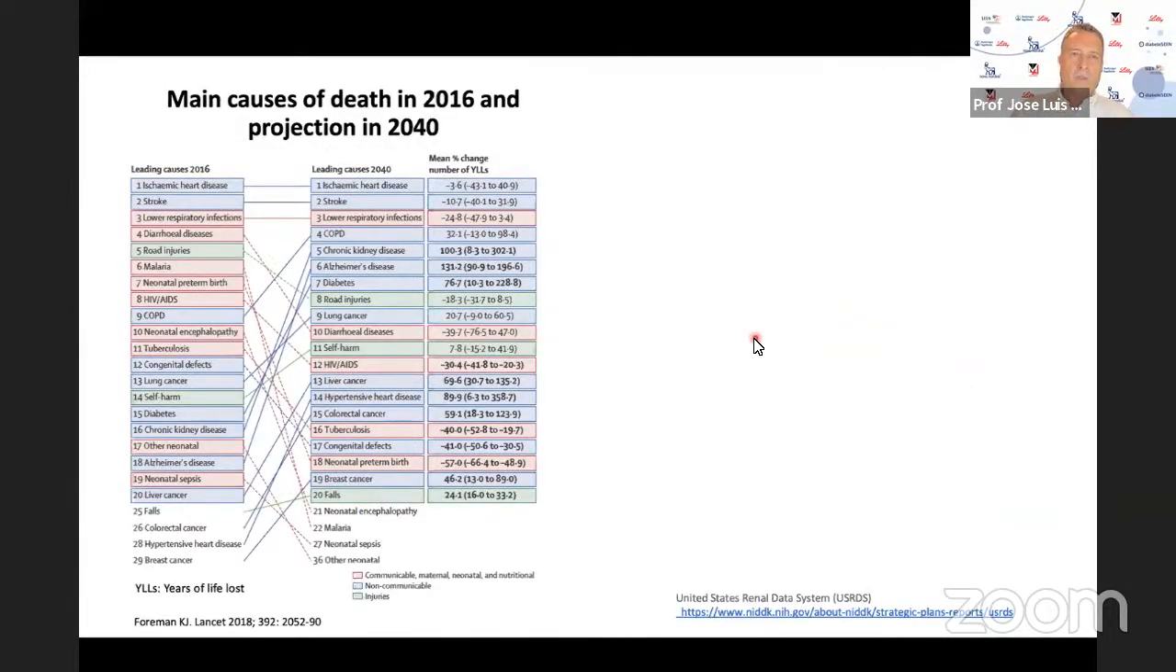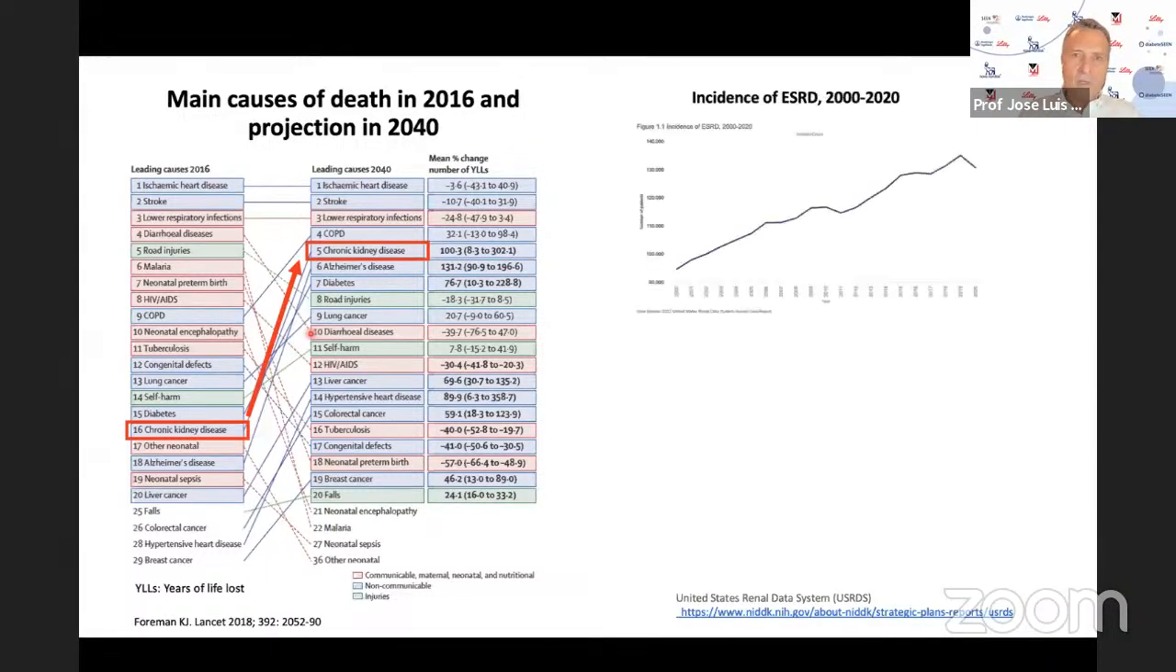And this is the change among the main causes of death in the world. Chronic kidney disease has been in 16th place, and in 2040 will reach the first place. So chronic kidney disease will be among the main causes of death in the world.